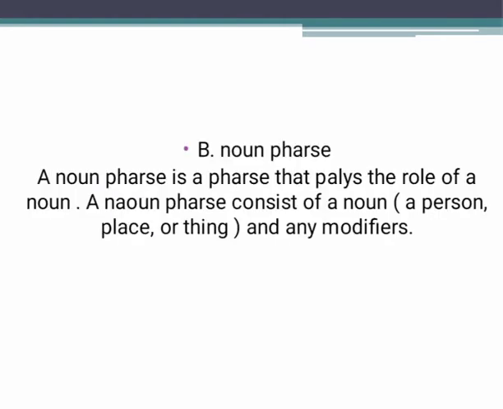Okay, next, noun phrases. A noun phrase is a phrase that plays the role of a noun. A noun phrase consists of a noun, a person, place or thing, and any modifier. The modifiers can come before or after the noun. Noun phrases are used to describe nouns with clearer descriptions. So when we use noun phrases, we not only show a noun, but also provide a clearer or more specific explanation of the noun.